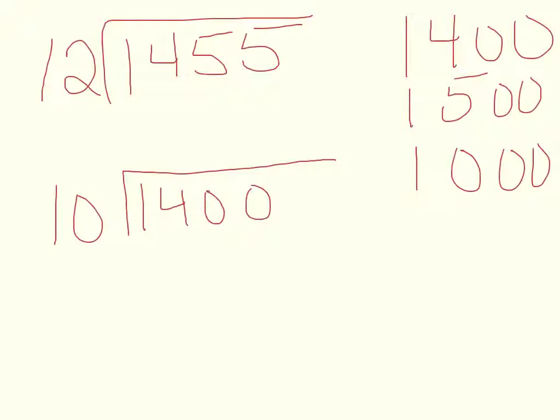How many times does 10 go into 1? It doesn't. How many times does 10 go into 14? How many times does 10 go into 14, Louisa? Hopefully Louisa said 10 goes into 14 one time. 1 times 10 is 10. We draw our line. We subtract. 1 minus 1 is 0. 4 minus 0 is 4. Now, how many times does 10 go into 4? It doesn't. It's too small.